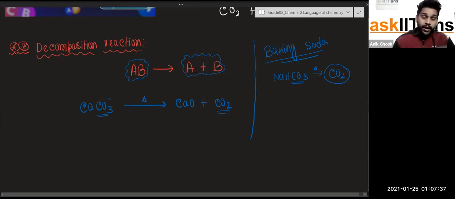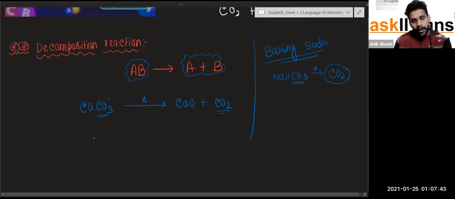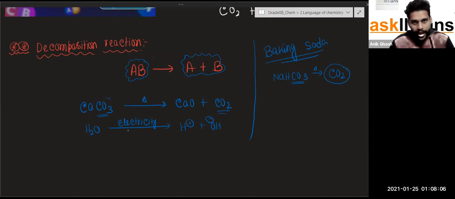Apart from that, have you heard about this? When we pass electricity through H2O, through water, what would happen? Water would break up into H plus and OH minus. So that is also a decomposition reaction. Breaking is decomposition. Whenever the bond is getting broken into two pieces, that is a decomposition reaction. Clear? So that was all about it. I think you got this point as well. Can we move on?